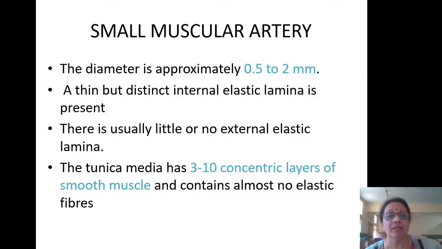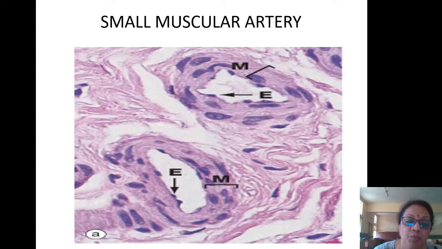Okay, I have 5 minutes. I'll quickly go through the rest of the slides. A small muscular artery will be of a small dimension of 0.5 to 2 mm diameter, but the distinct internal elastic lamina will still be there, and you'll have 3 to 10 concentric layers of smooth muscle.